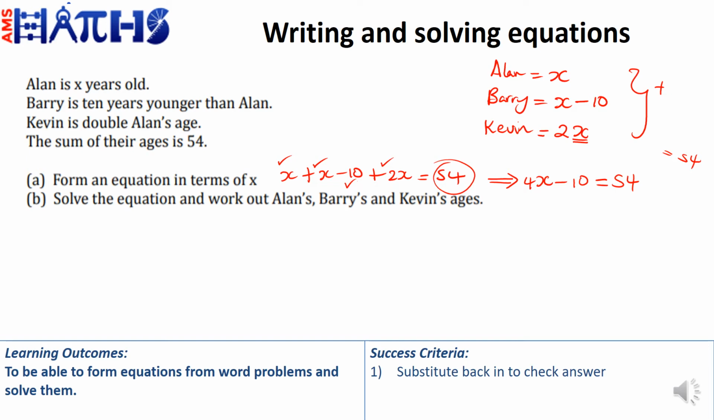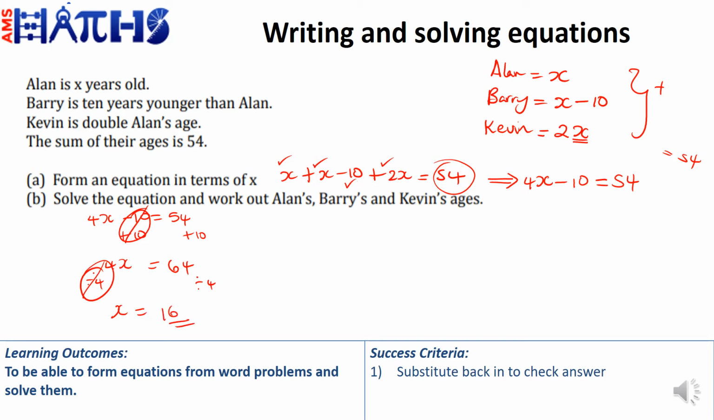It says solve the equation to work out Alan's, Barry's, and Kevin's age. So we'll take the equation that we got in part A, and we're going to solve it for x. We'll add 10 to both sides, and minus 10 plus 10 is 0, left with 4x on the left. 54 plus 10 is 64. Then we will divide by 4 on both sides. So 4 divided by 4 is 1, leaves us with 1x, and 64 divided by 4 is 16.